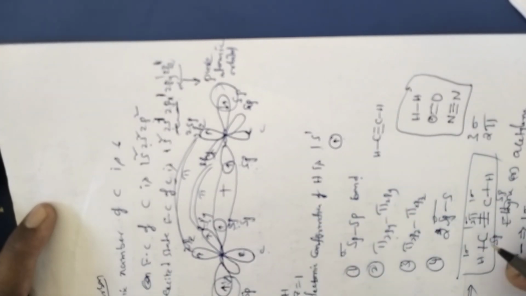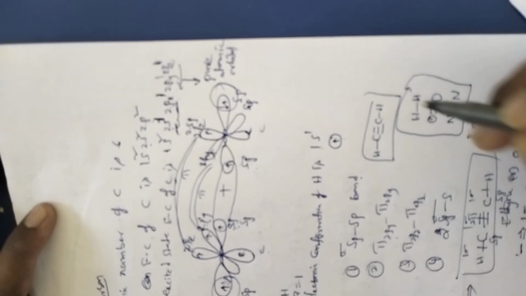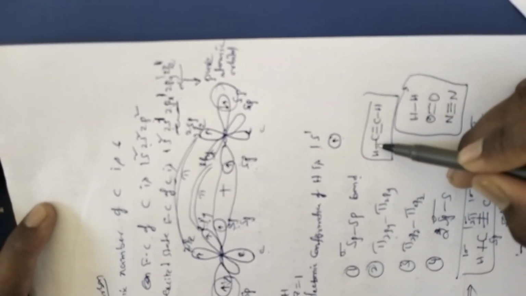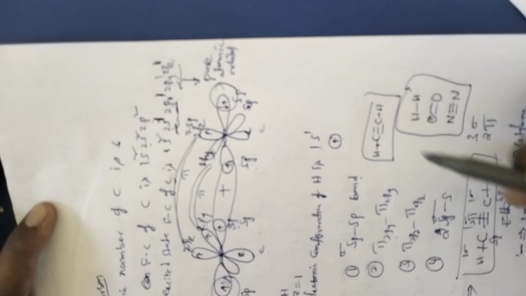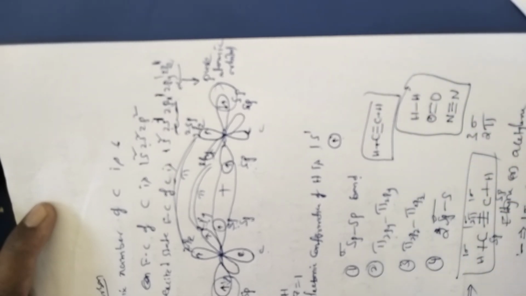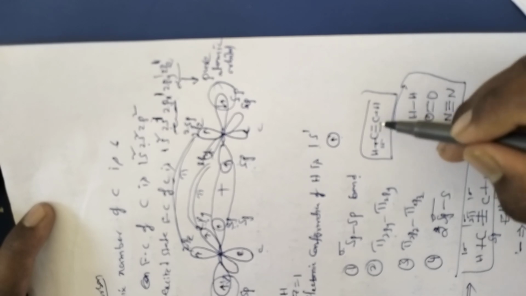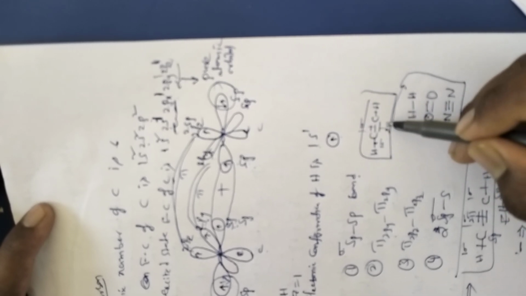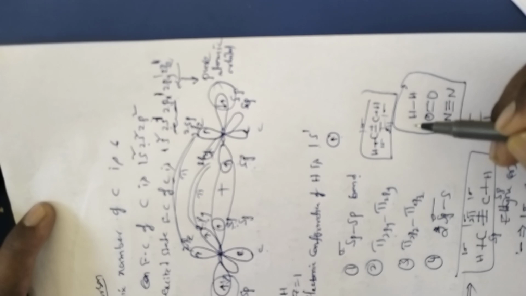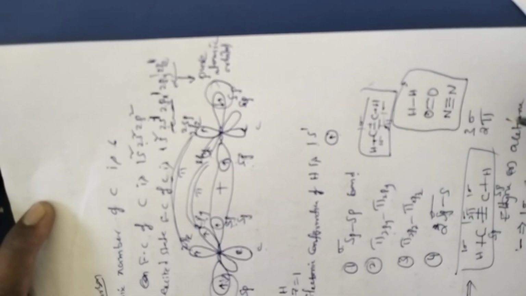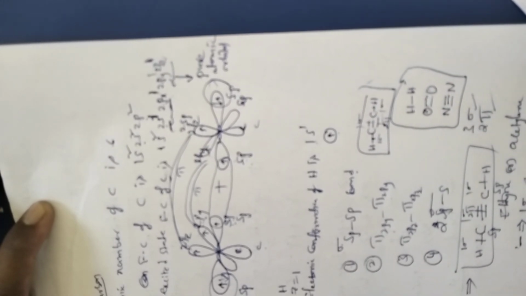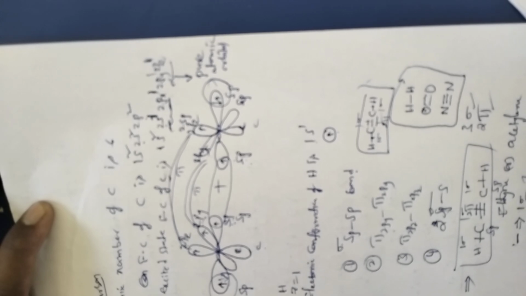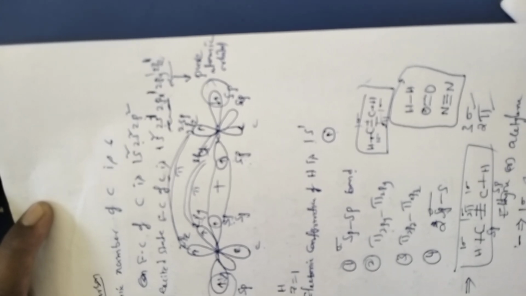Now I am taking the acetylene molecule. This acetylene molecule contains two single covalent bonds and one triple covalent bond. A single covalent bond is one sigma. A triple covalent bond is one sigma and two pi. Total 3 sigma bonds and 2 pi bonds are formed. The shape of the acetylene molecule is linear and the bond angle is 180 degrees.